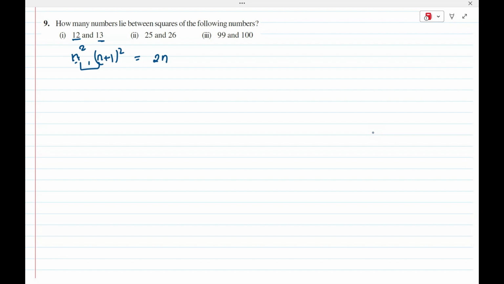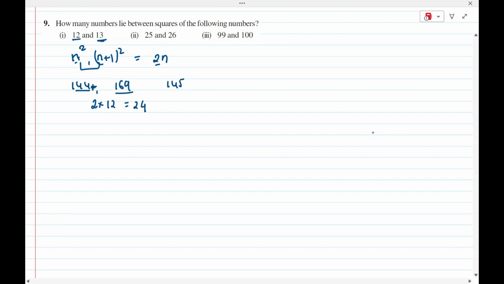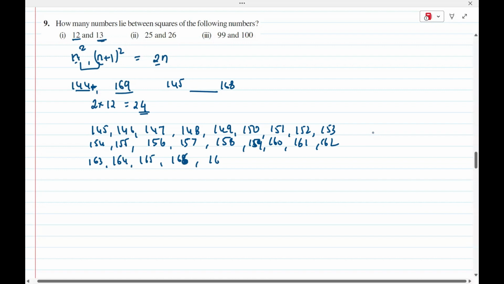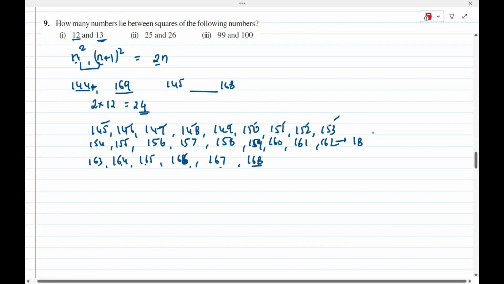So 12 square is 144. If I take 13, it is 169. So how many numbers will there be? Take 2 and the smallest number, which is 12, means 24. You can count also from 145, because after 144 comes 145, and before 169 you get 168. If you count it: 1, 2, 3, 4, 5, 6, 7, 8, 9, and another line also 9, so 18, 19, 20, 21, 22, 23, 24. So yes, it is 24.